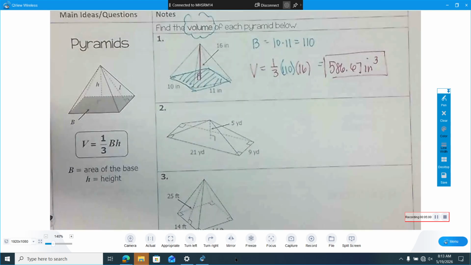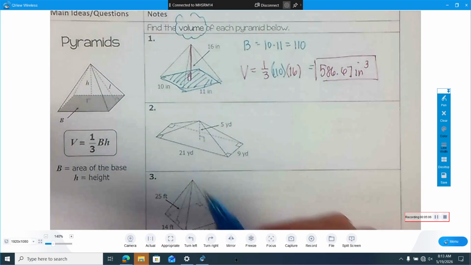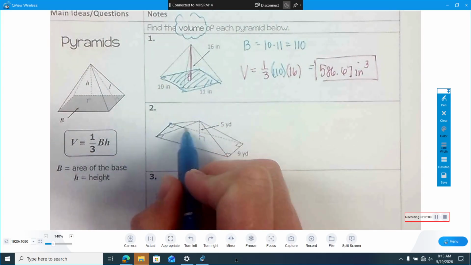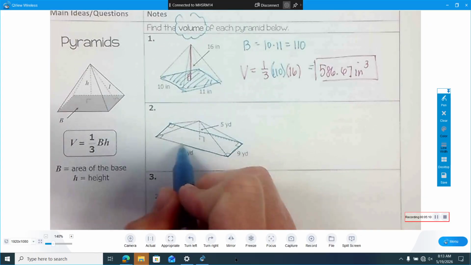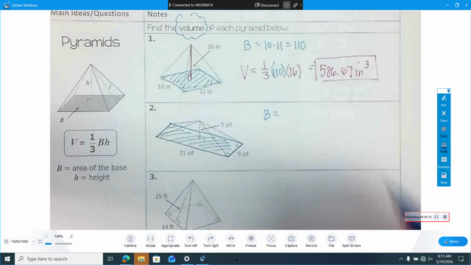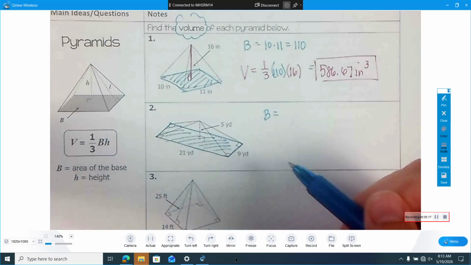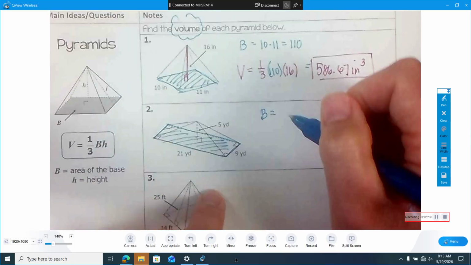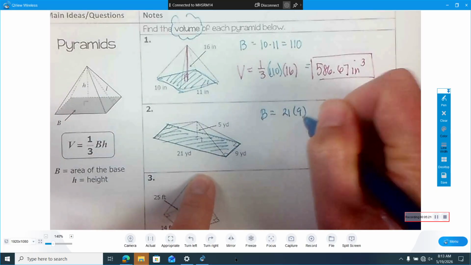All right, let's look at number 2. Again, it is a pyramid, so I need to know the area of the base. And what shape is the base? Rectangle. So we're going to find the area of the base, which is just base times height, edge times edge. So 21 times 9.